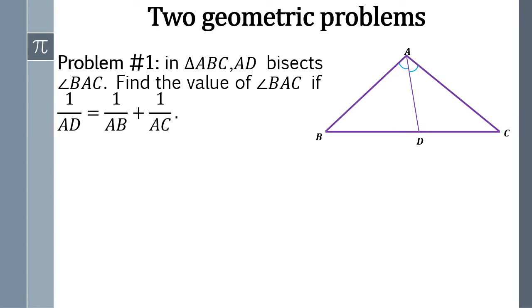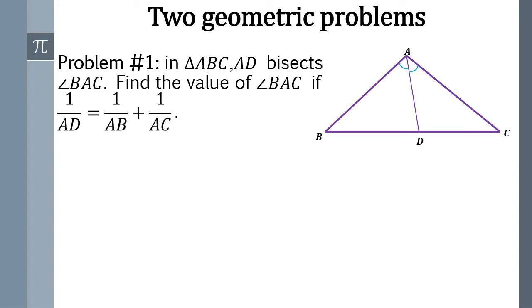Problem number 1. In triangle ABC, AD bisects angle BAC. Find the value of angle BAC if 1 over AD equals 1 over AB plus 1 over AC.